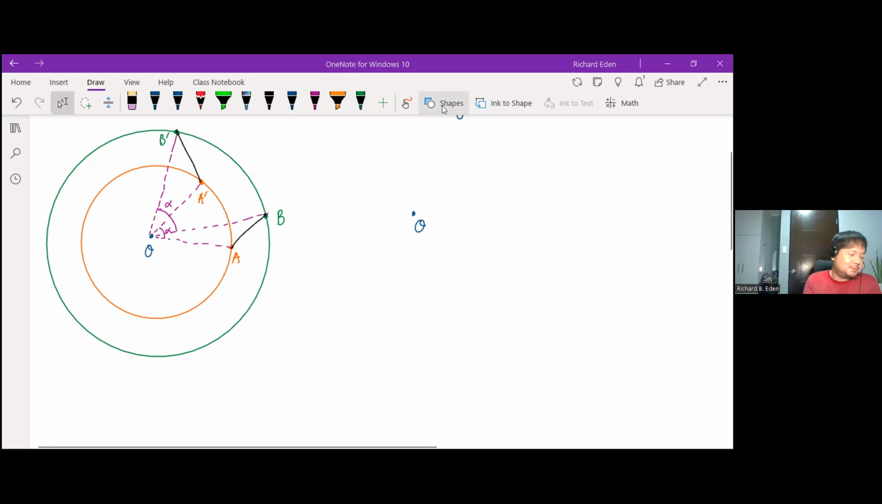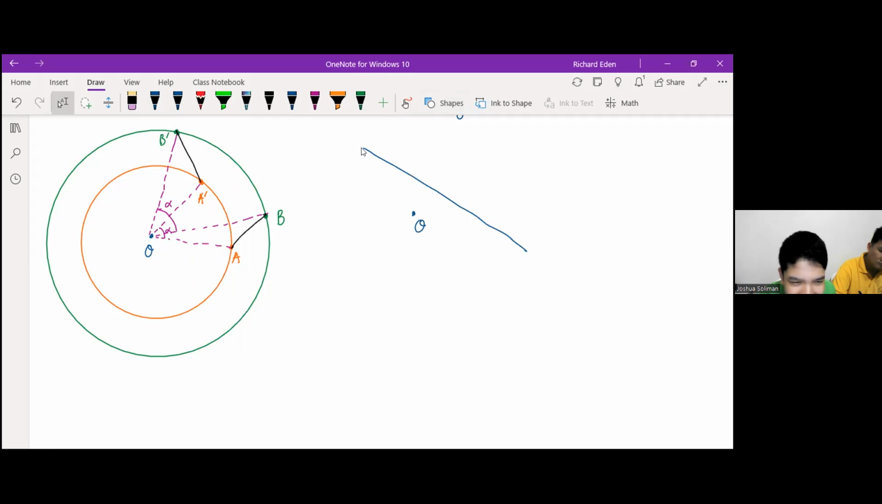I'm not going to use the shapes. I'm going to draw this. It looks rather suspicious. It appears that B prime, A prime, and A are collinear. Oh yeah, I realized that, but I didn't mean for that to happen. But of course, it doesn't have to be that way. It's not a problem.